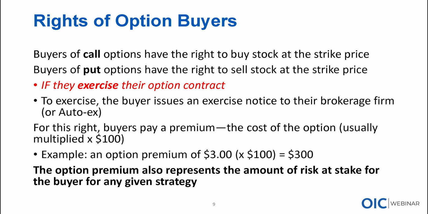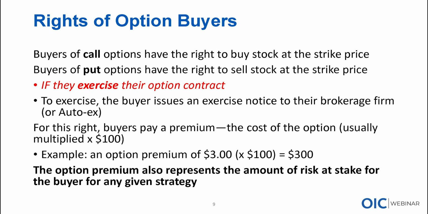Buyers, whether it be a call or a put, are in the driver's seat. What I mean by that is the option buyers call the shots. They have the right to buy or sell shares of stock at the strike price. Buyers of call options have the right to buy stock. Buyers of put options have the right to sell stock at that strike price if they exercise the contract.